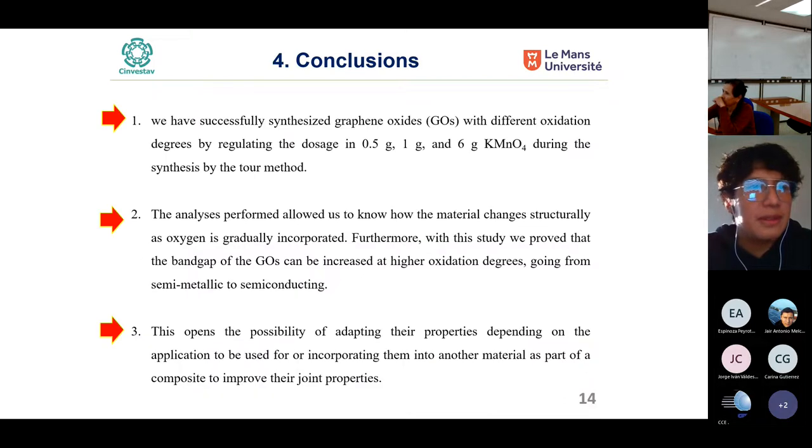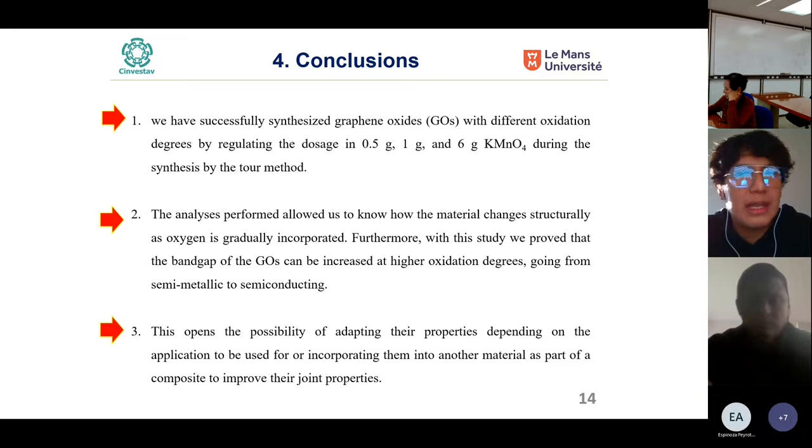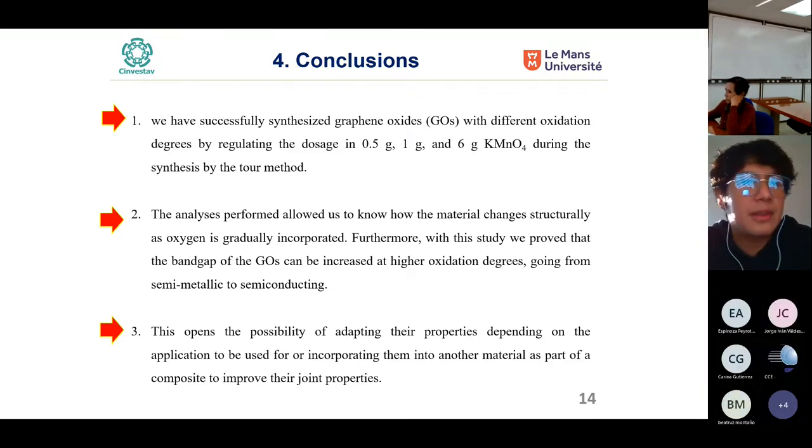So as a conclusion of this work, first, we have successfully synthesized graphene oxides with different oxidation degrees by regulating the dosage from 0.5 grams until 6 grams of potassium permanganate during the synthesis by the TOUR method. Another conclusion is that the analysis performed allows us to know how the material changes structurally as oxygen is gradually incorporated. Furthermore, with this study, we proved that the bandgap of graphene oxide can be increased at higher oxidation degrees, going from semi-metallic to semiconducting, until we can actually find more bandgaps with this material. And finally, this opens the possibility of adapting their properties depending on the applications, or incorporating them into another material as part of a composite to improve the joint properties.